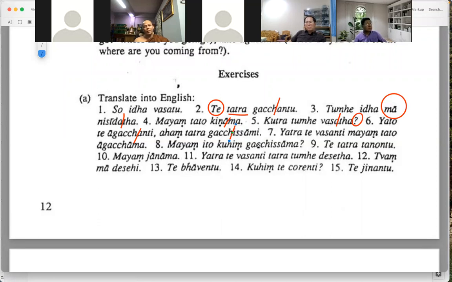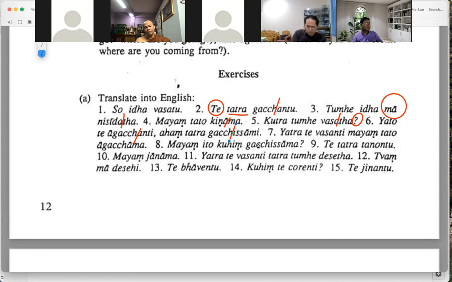And then number 7, Yadra de wasandi, mayandado agachama. Here also Yadra de wasandi is wasa and the anti. And is present tense, third person, plural. So they, wasa means live, they live. So Yadra means where they live. Yadra de wasandi. And next, mayandado agachama. Here agachama, so agecha and the ma.